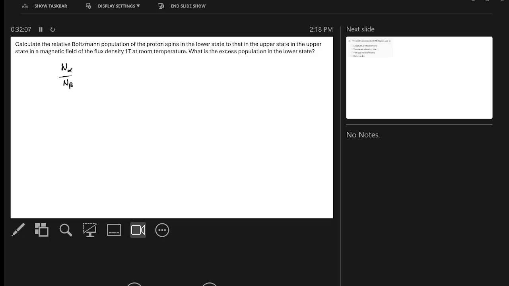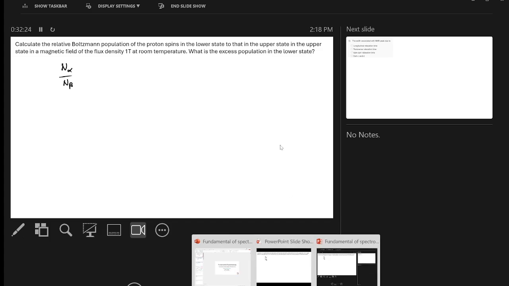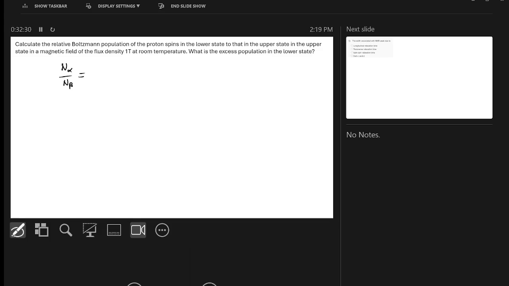The n alpha by n beta. By solving this Boltzmann distribution law, we got this equation in the lecture note, so you must refer there. 1 plus Gn mu n, you can write beta n, both are same, B naught by kT. So everything is given here.